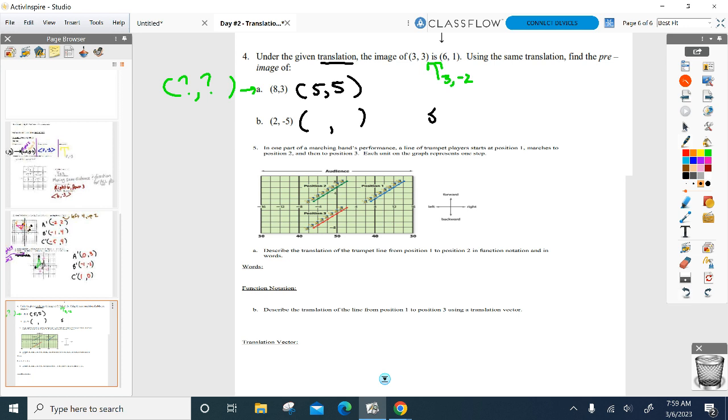So go backwards. Go left 3. If I end up at 2 and go left 3, where did I start? -1, right? And if I went down 2, now instead go up 2. What's up 2 from -5? Where this is -5. Up 2 from -5. There we go.